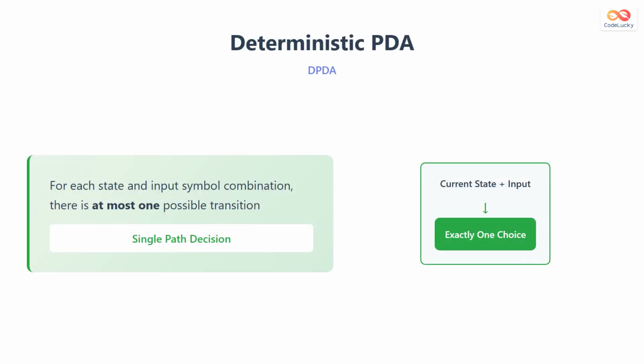Let's define deterministic pushdown automata, also referred to as DPDA. For each state and input symbol combination, there is at most one possible transition. A DPDA follows a single path decision, providing a clear and direct path through the computation. When a DPDA is in a current state and receives an input, there is exactly one defined choice for the next state and stack operation.